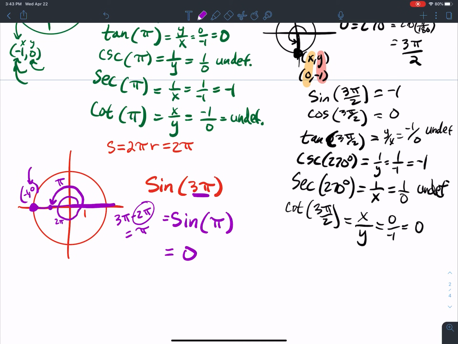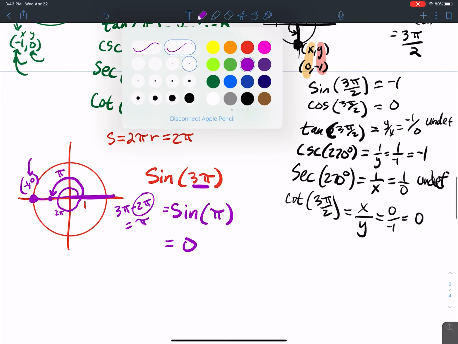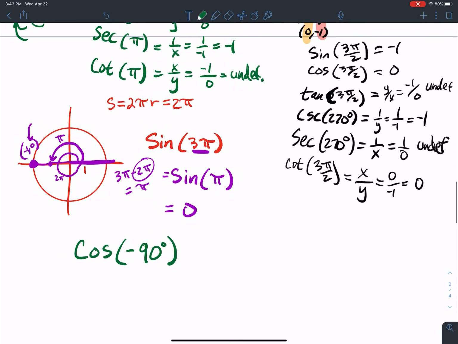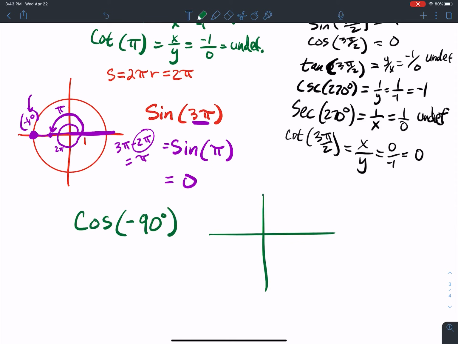So what if it was a negative? We haven't done negatives, so let's try that. Like the cosine of negative 90 degrees. Okay, what is the cosine of negative 90 degrees? So let's draw a picture here.